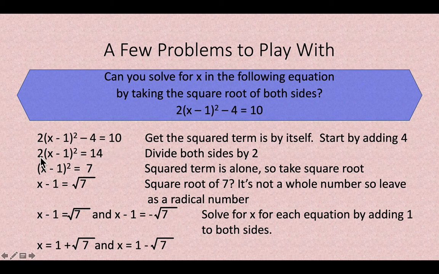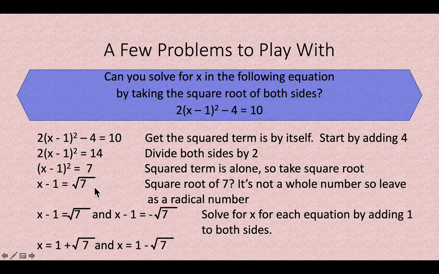And so now I want to get rid of my 2 here. So I can divide both sides by 2, and then this 2 will fall away, and our 14 divided by 2 gives us a 7. And so now I've got my square term by itself equal to 7. So I take the square root of both sides, and I end up with x minus 1 equals the square root of 7.